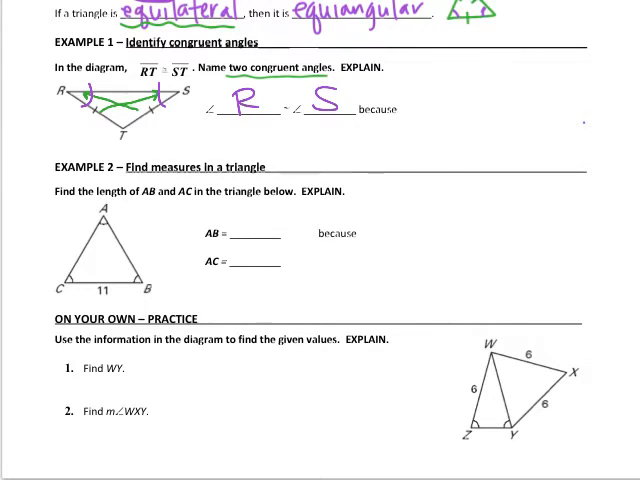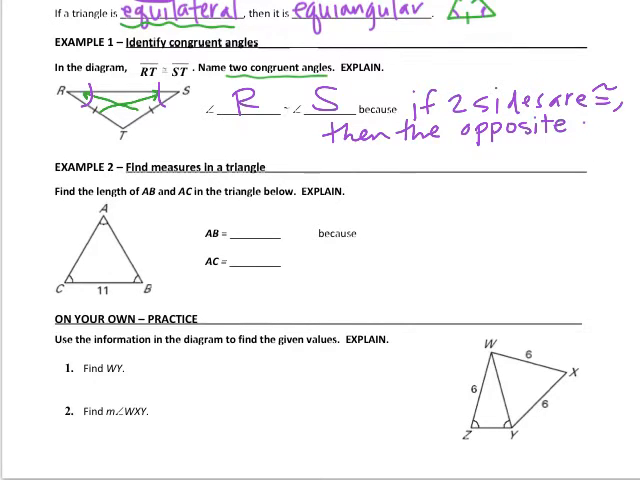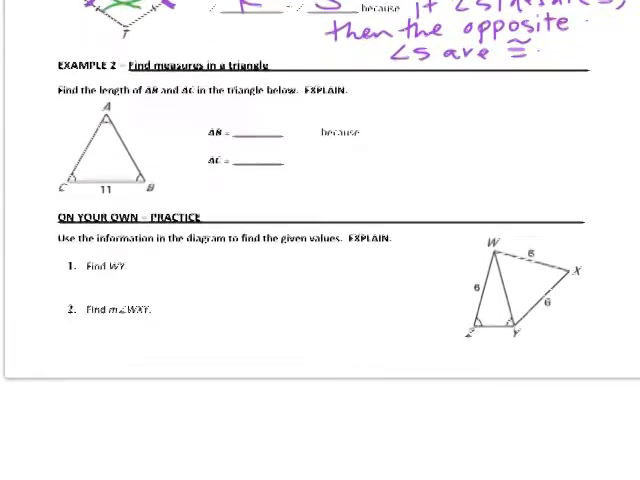And it's because if two sides are congruent, then the opposite angles are congruent. Okay, and that's because this is an isosceles triangle, and I know it looks upside down right here, but these would be called the base angles, right? Angles R and S are the base angles, according to what we were just looking at in the vocabulary section.